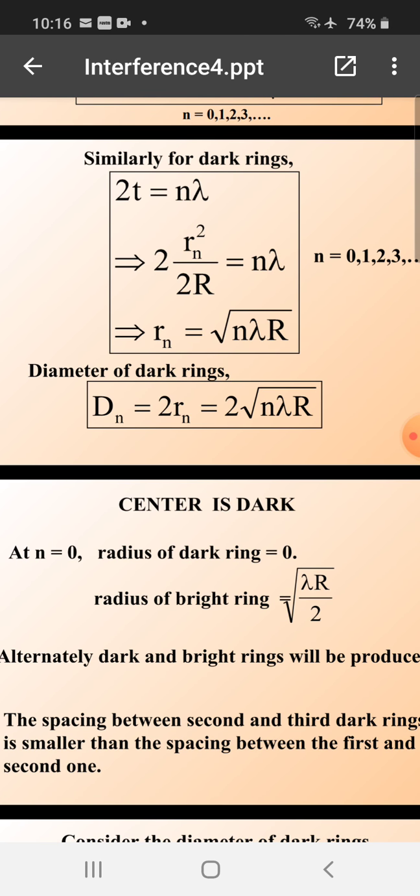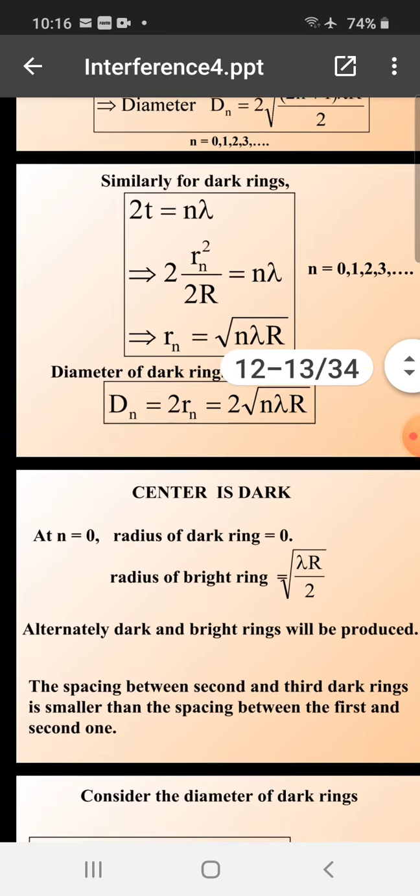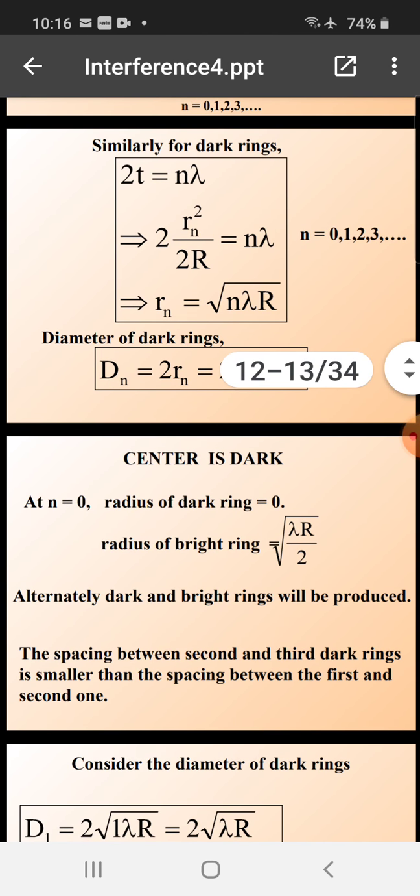Now, if I put n equal to 0, you can check this diameter comes out to be 0. What does that mean? At the center, we are going to have a dark ring. That means a dark ring is obtained at the center. Then comes bright, then comes dark, and then comes bright, and so on. Now, the radius of the bright ring is equal to under root lambda r by 2 from this particular equation. So, alternatingly, bright and dark rings are obtained.